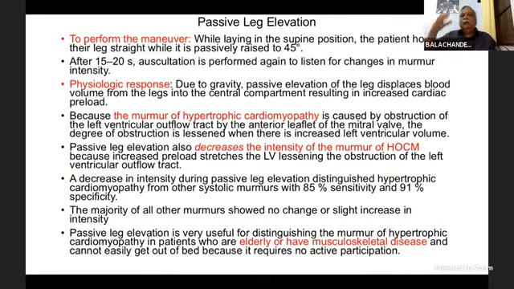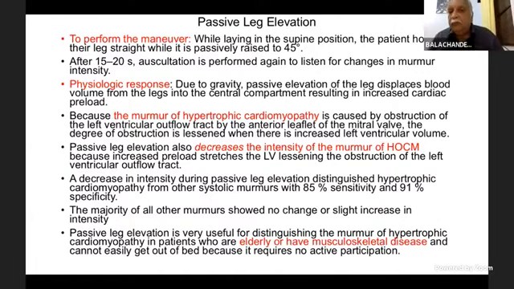Now let us come to the other dynamic auscultation features. One is the passive leg elevation. This is rarely done, but it is always asked, have you done passive leg? Some examiners are very fond of this passive leg elevation. While lying in the supine position, the patient's leg straight is passively raised to 45 degrees. After 15 to 20 seconds, auscultation is performed and listen for the change.